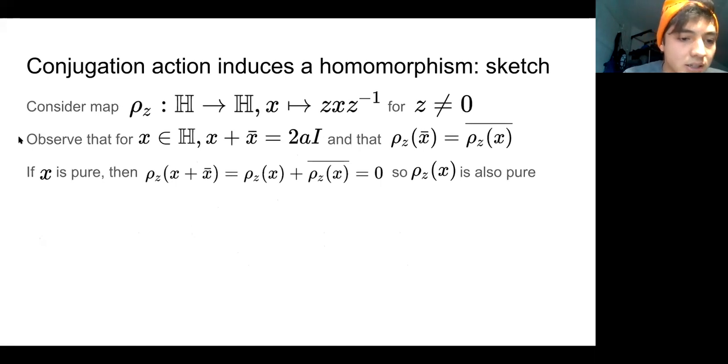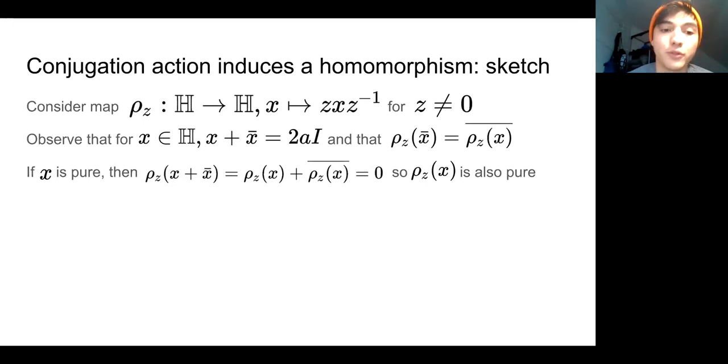So now we're going to discuss this conjugation action on the quaternions, where the quaternion you're conjugating by is non-zero, so we don't always get mapped to 0. We first recall that a quaternion plus its conjugate is twice its real part. And with this conjugation map, when you do out the multiplication of the quaternions, it's easy to see that this map applied to the conjugate of a quaternion is the same as the map applied to the quaternion, conjugated.